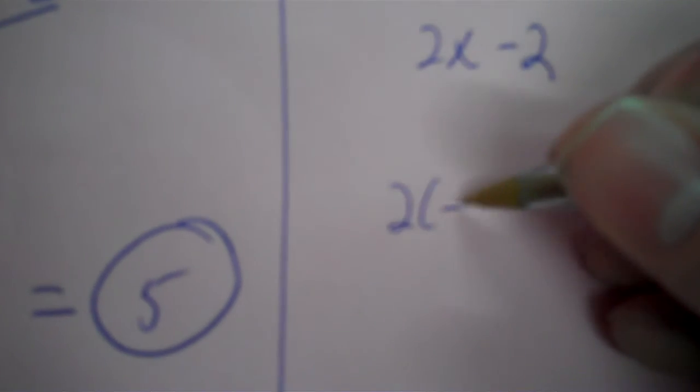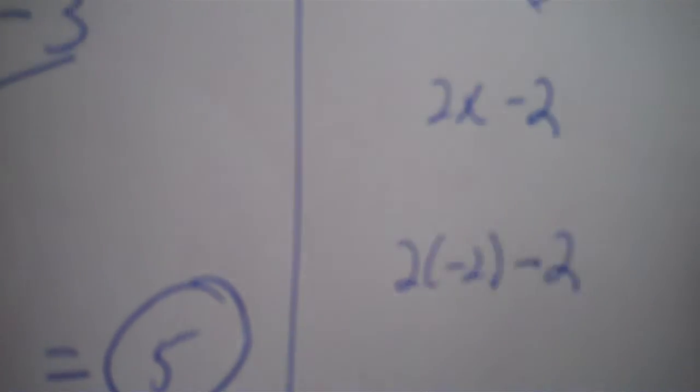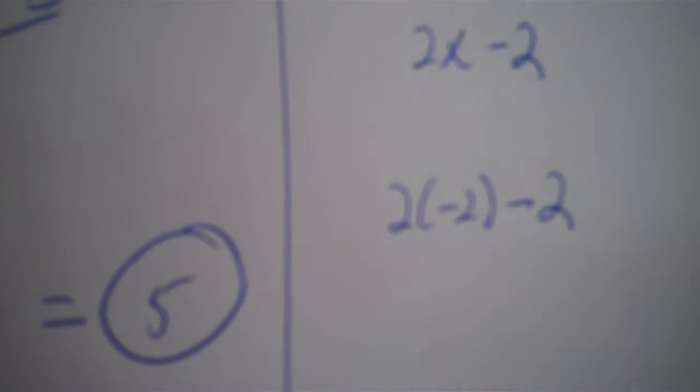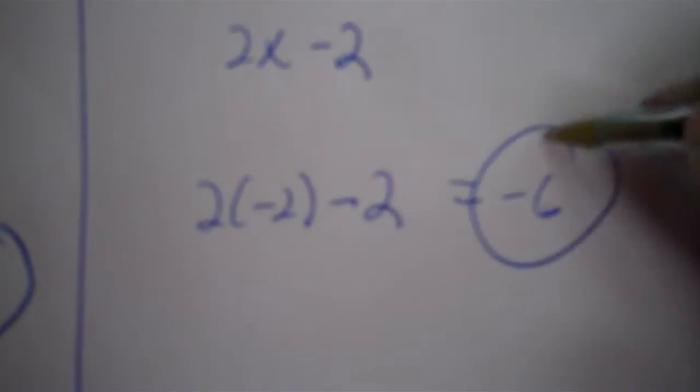Now, you substitute negative 2 for the x. 2 times negative 2 is negative 4, minus 2 is negative 6. So that one wasn't too bad, but they get a lot worse.